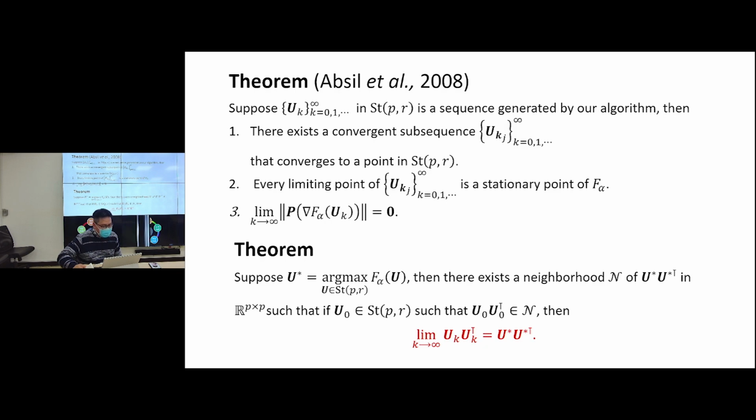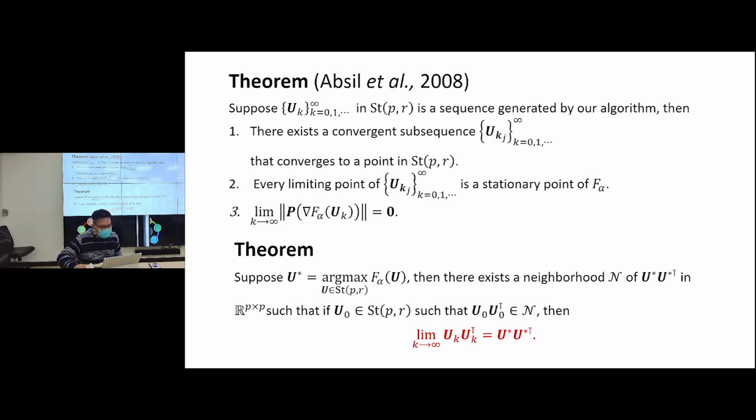Every limiting point of a convergent subsequence is a stationary point. Also, if U_K is a sequence generated by our algorithm, then the projected gradient of U_K will converge to 0. So we have our main theorem here.